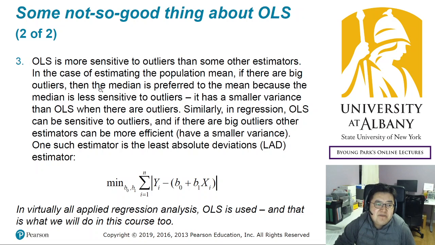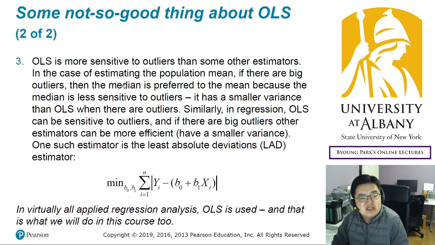I'm not so sure if I will have any chance to talk about this, but as an alternative, when you see an outlier, or if you do not want to drop the outliers, then median analysis is a nice alternative. Instead of calculating the conditional expectation of y given x, you can calculate the conditional median of y given x. It's technically a little more complicated, and the estimator is called the least absolute deviations estimator.